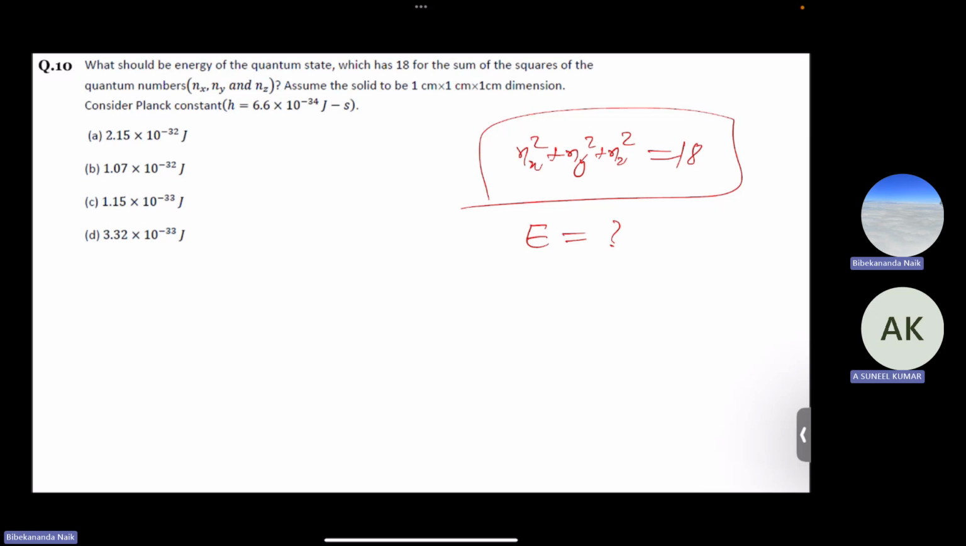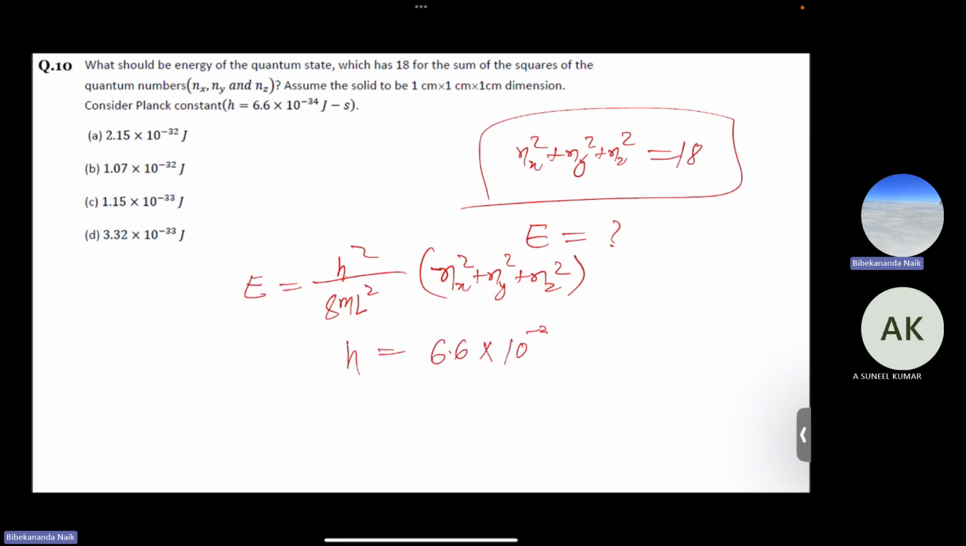It is 1.07 into 10 to the power minus 32 joules. Yes, so the expression for energy of an electron in a three-dimensional box is h square by 8 m L square into (nx square plus ny square plus nz square). So h is 6.6 into 10 to the power minus 34 joule second.